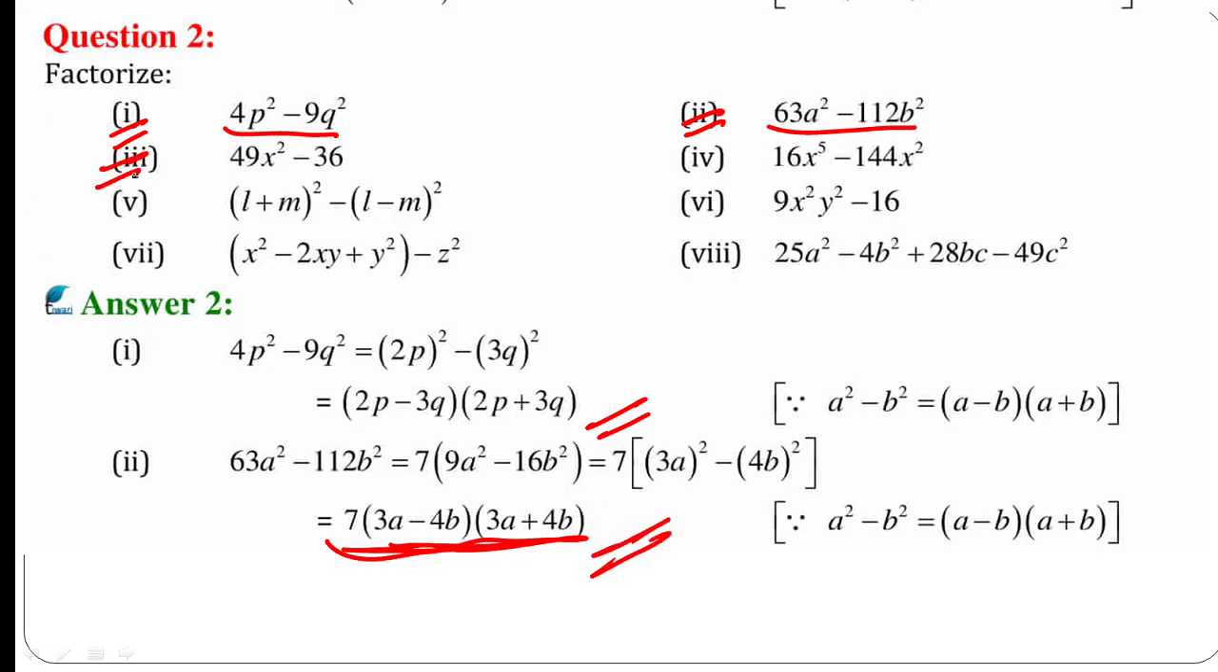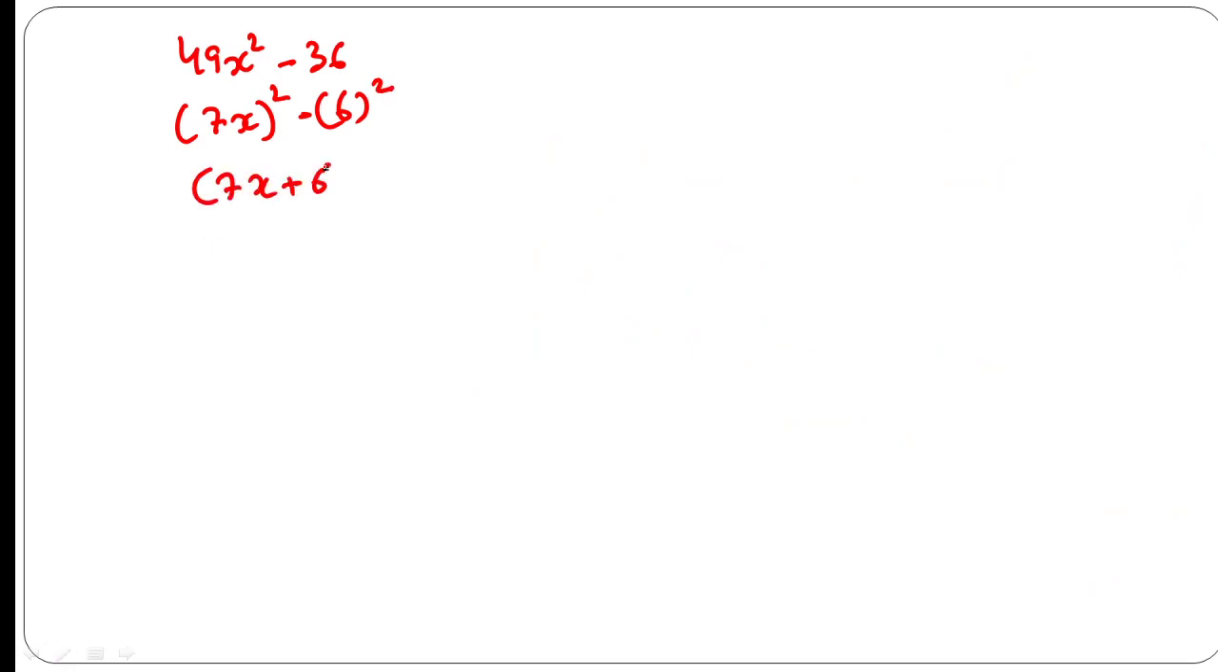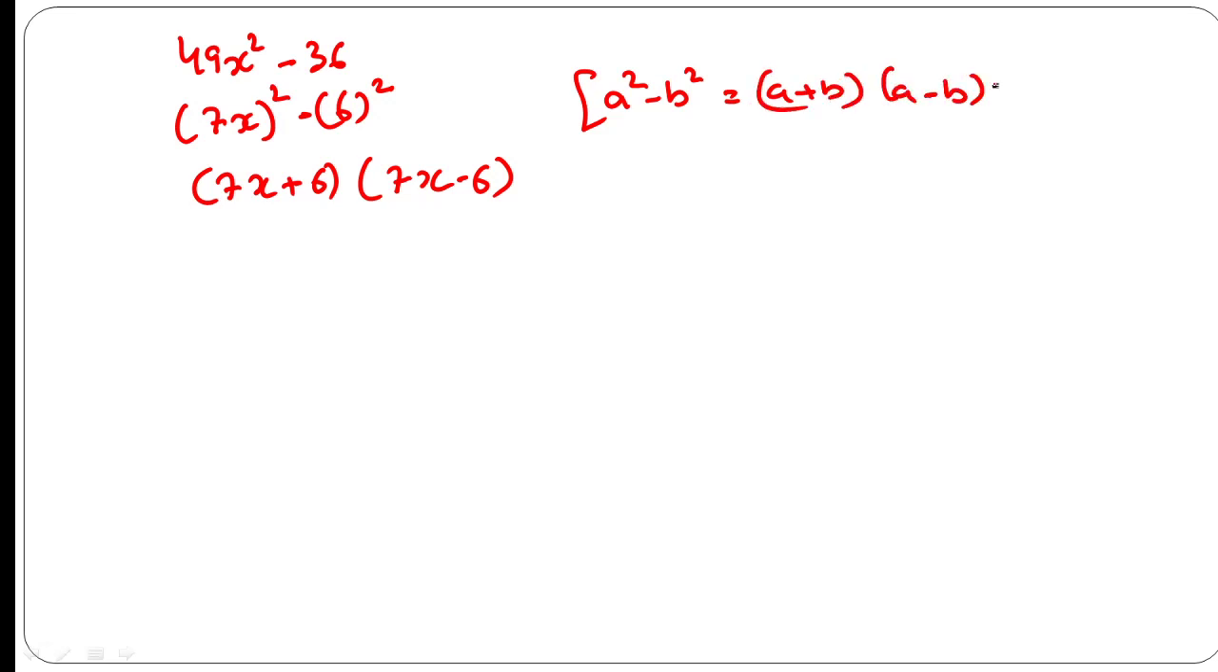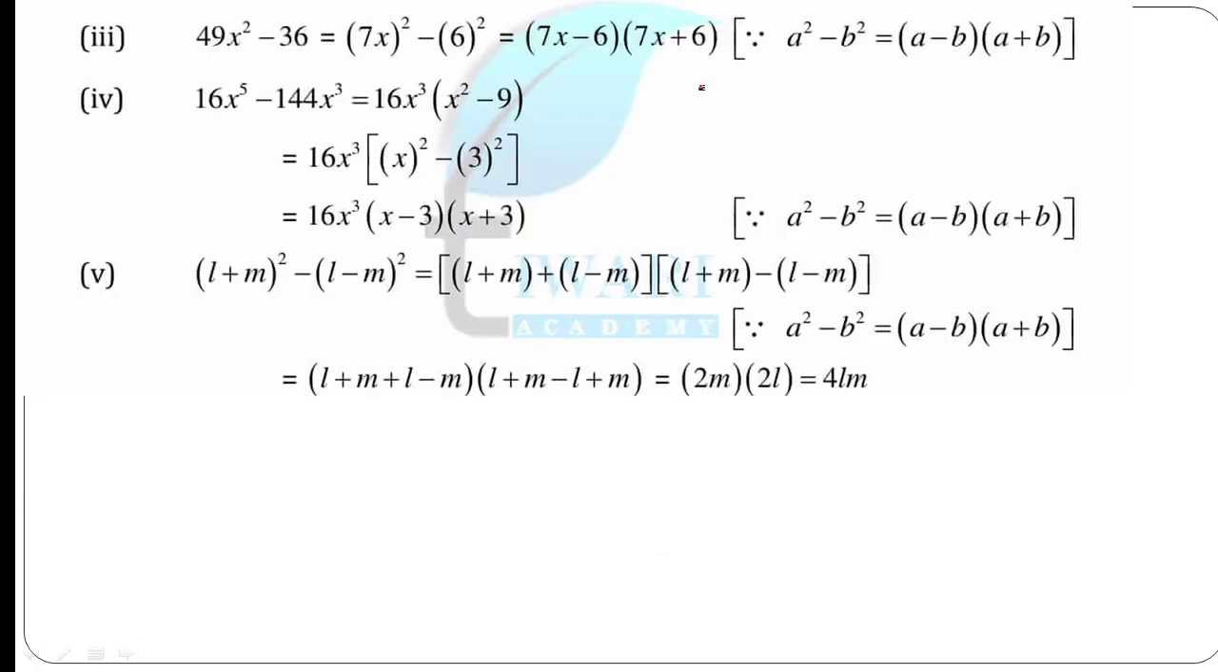So next is your third part, that is 49x square minus 36. This can be written as 7x whole square minus 6 whole square. So a square minus b square is a plus b, a minus b. So that is your required answer, that is 7x plus 6, 7x minus 6.